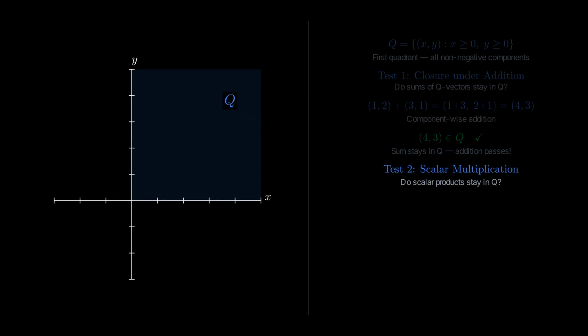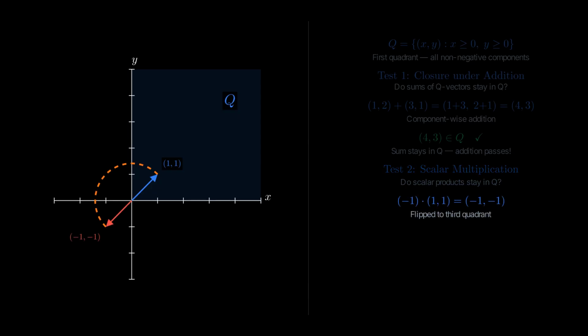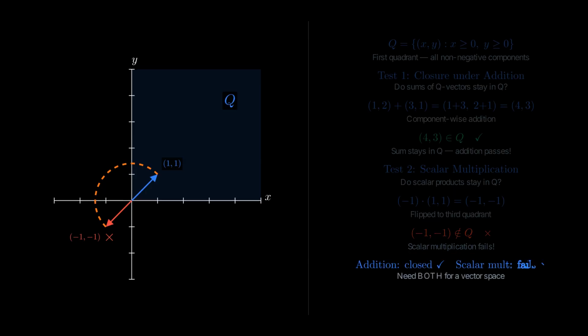Now let's test scalar multiplication. Take the vector 1, 1, which is in Q, and multiply it by negative 1. Negative 1 times 1, 1 equals negative 1, negative 1. That vector lands in the third quadrant, completely outside Q. So scalar multiplication fails the closure test. The first quadrant is closed under addition, but not under scalar multiplication.